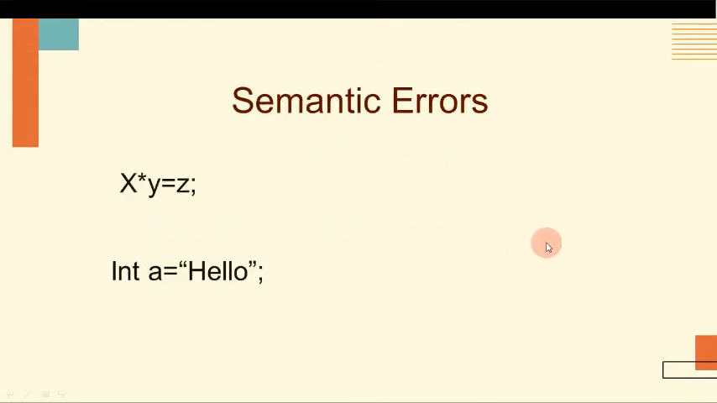Next one, semantic error. Semantic error is a little different from the syntax error. So what is a semantic error? A semantic error indicates an improper use of Java statements. You have not used the statements in the proper order. Let us see this example.